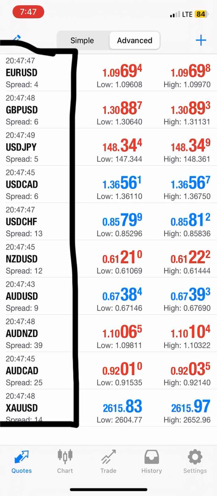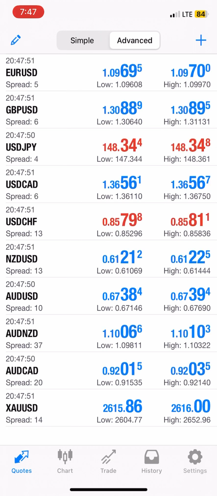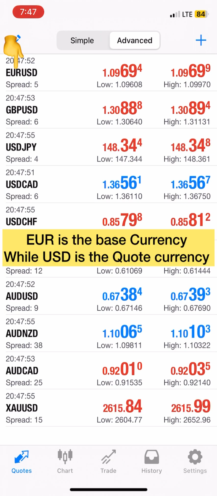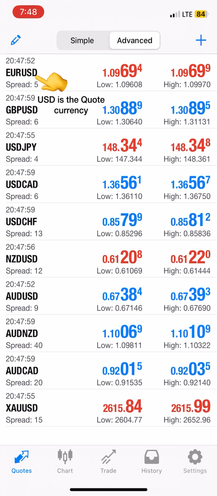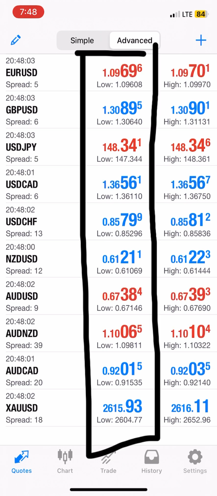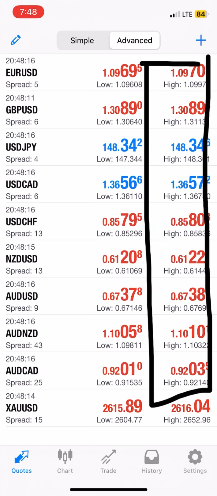The very first pair we have there is the EURUSD, where EUR is the base currency, followed by USD, the United States dollar, which is the quote currency. On the second column, we have the bid price, which is the price buyers are willing to pay. And on the last column on the right is your ask price, which is the price sellers are willing to sell.